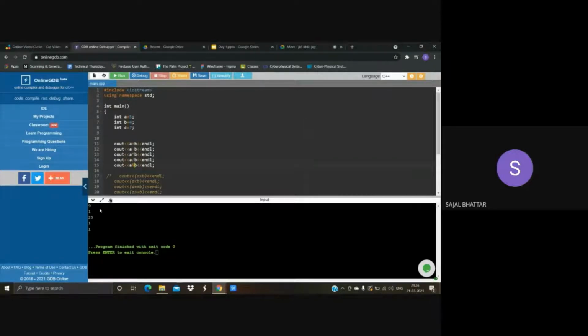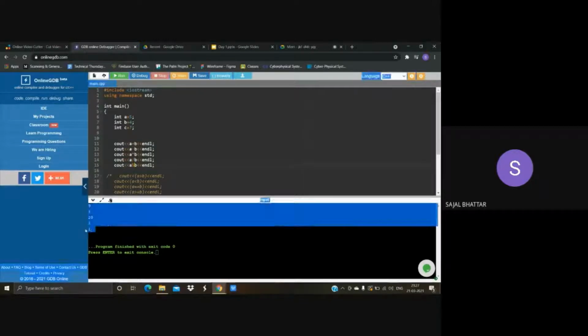So a plus b gives us 9, a minus b gives us 1, a into b gives us 20, a divided by b gives us the quotient. Suppose if you divide two numbers, it will return the quotient. Like if I divide 4 by 2, the quotient will be 2. And in our case, we divided 5 by 4, so we're getting the quotient as 1. And then is the modulus operator, which returns the remainder. So, if we divide 4 by 2, we get the remainder as 0. And in our case, we are dividing 5 by 4, and we're getting the remainder as 1.